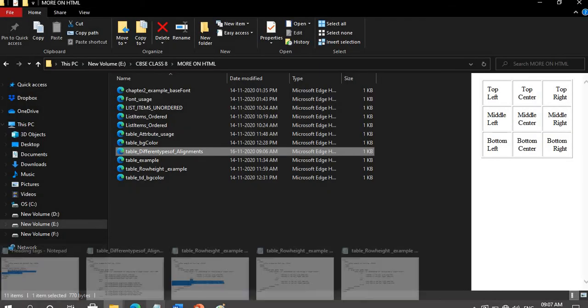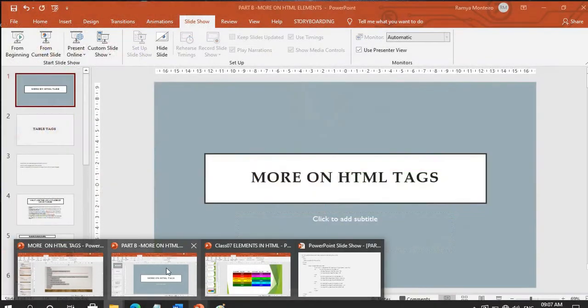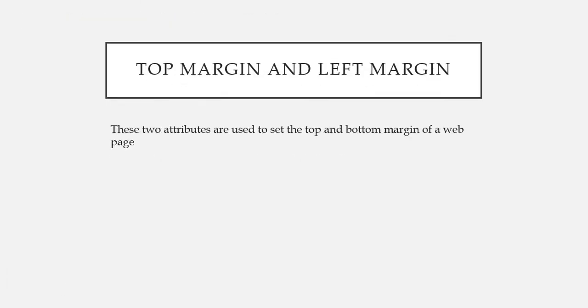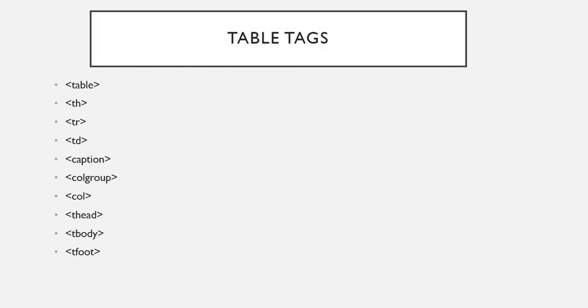Okay, next we'll see top margin and left margin. These two attributes are used to set the top and left margin of the web page. These are the other table tags which you can use. Table, as you know, creates the table. TH defines the table header, the heading of the table.